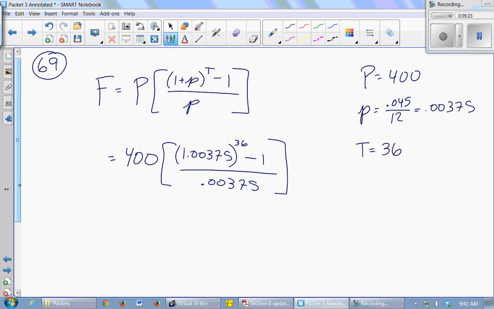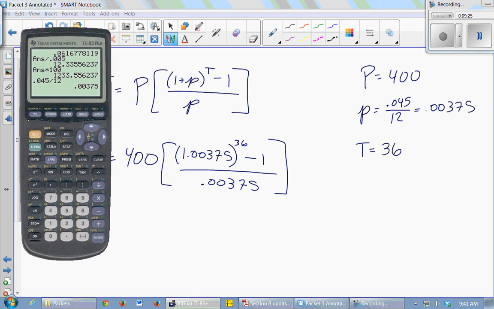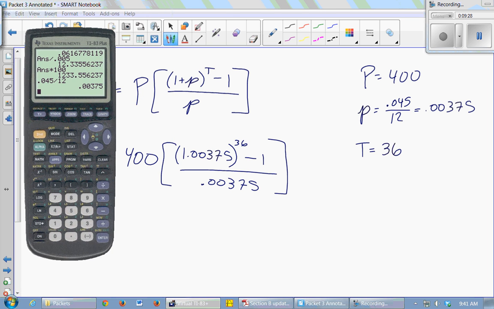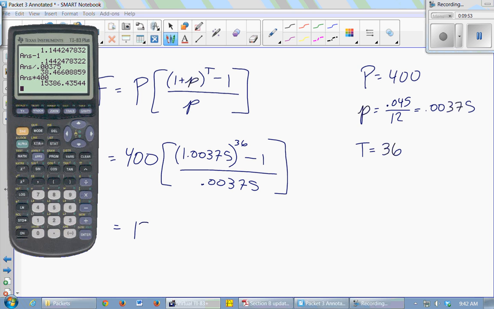And then we just carefully follow the order of operations to get the future value of this account. So within the big square brackets, you should do the exponent first. 1.00375 raised to the 36 and hit enter. Then you're going to subtract 1 and then divide by 0.00375 and multiply by 400. And you get 15,386.43 dollars.